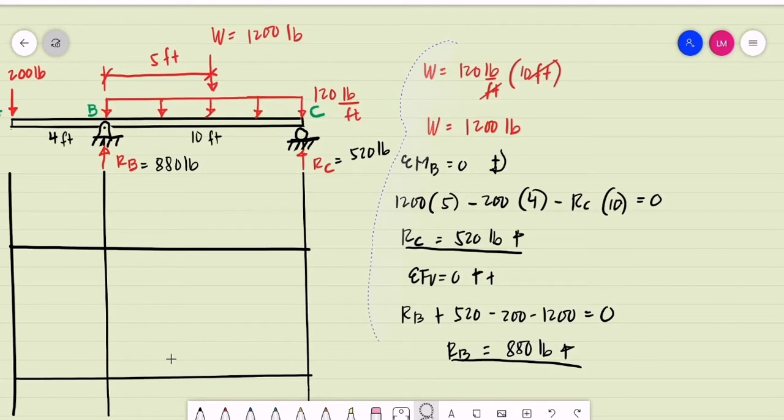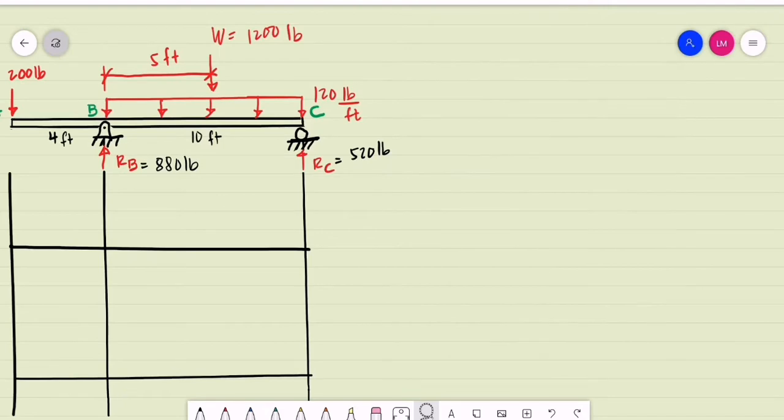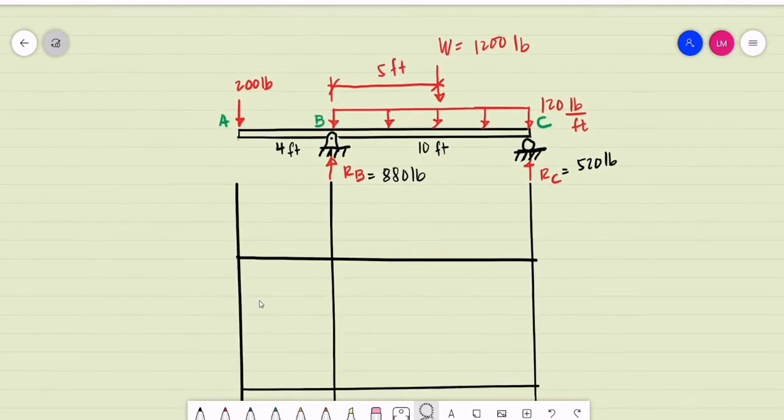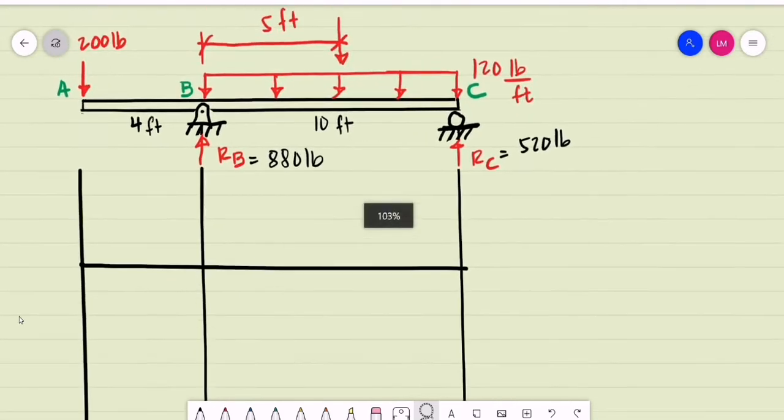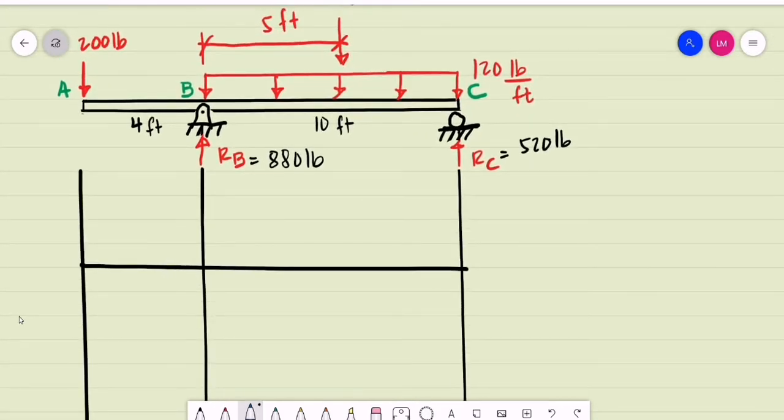Now we may start drawing our shear diagram. For the shear diagram, we are starting on the left end, that is at A. As you can see at point A, we have a downward force of 200 pounds. So starting from 0, we go down to a magnitude of, let's say, negative 200. If we observe segment AB, we don't have a load on the beam on segment AB. So we maintain this magnitude of shear. This is constant shear up to point B, a magnitude of 200 pounds.